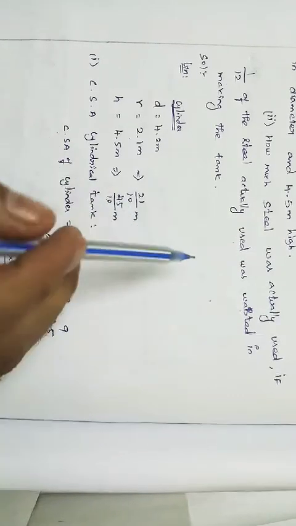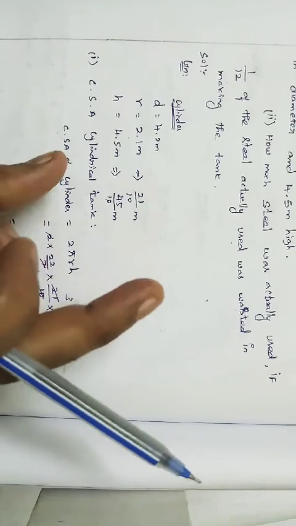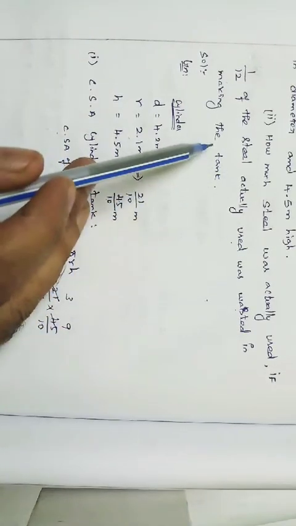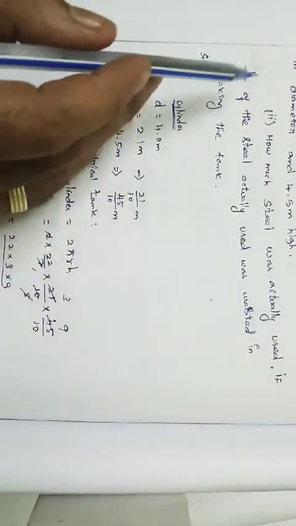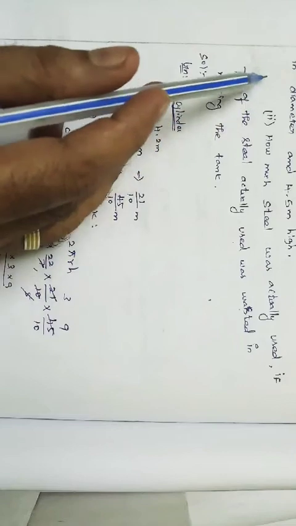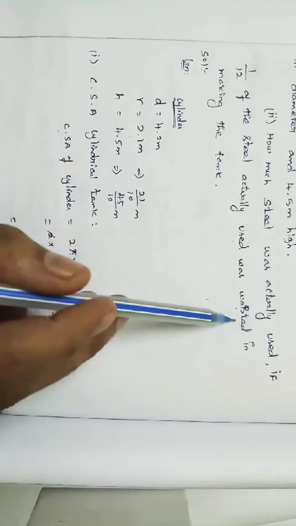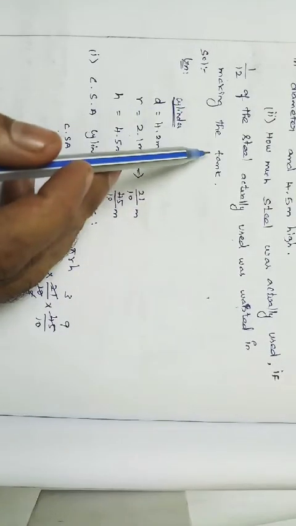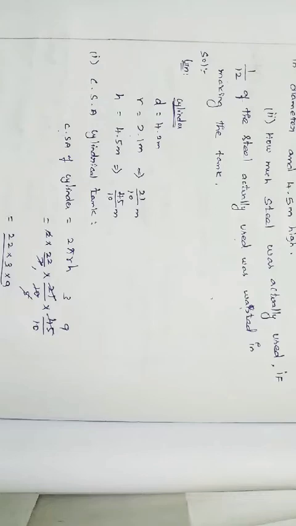Among the x meter square, that total x is nothing but the total area used for making the petrol tank, right? Among the x meter square, 1 by 12 of x square steel has been wasted for making the tank. So the remaining is 11 by 12, right?